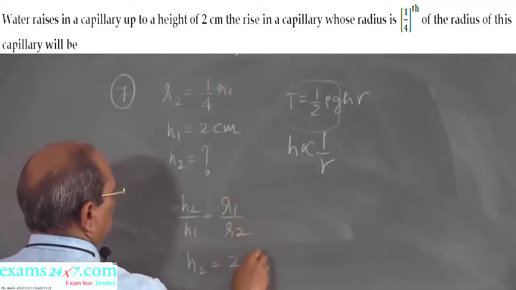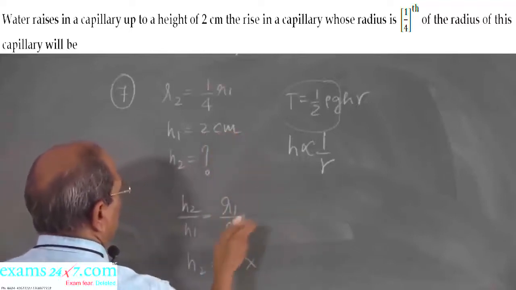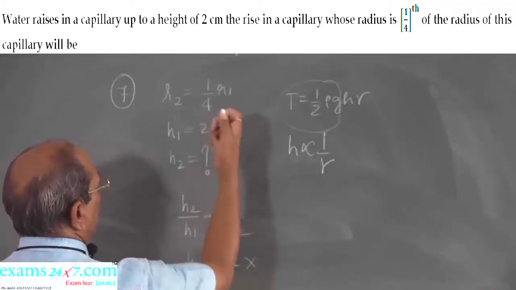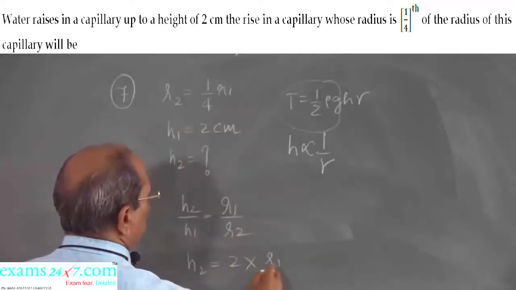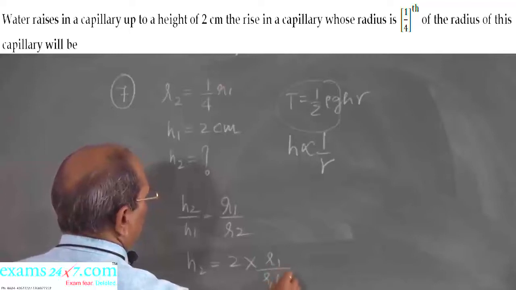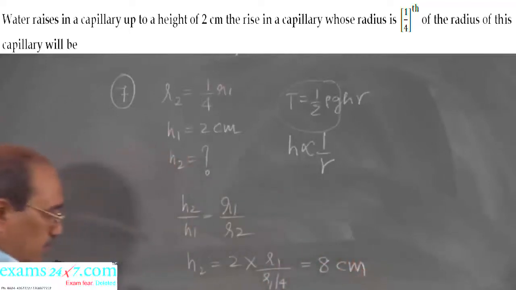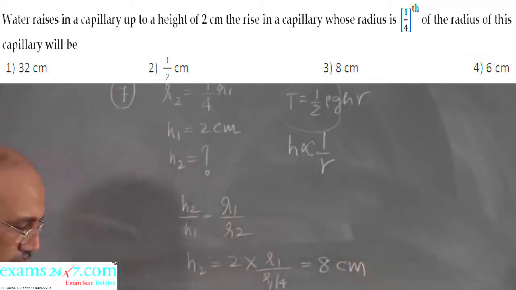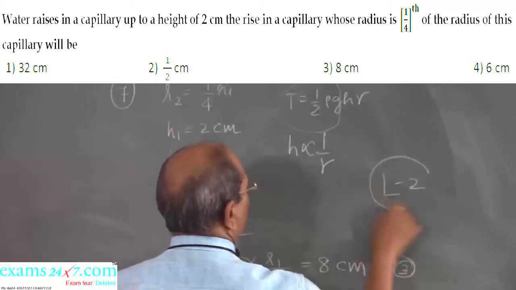h2 is equal to 2 into R1 by R2. h1 is 2, R1 is as it is, R2 is R1 by 4, so it equals 8 centimeter. The option is the third.